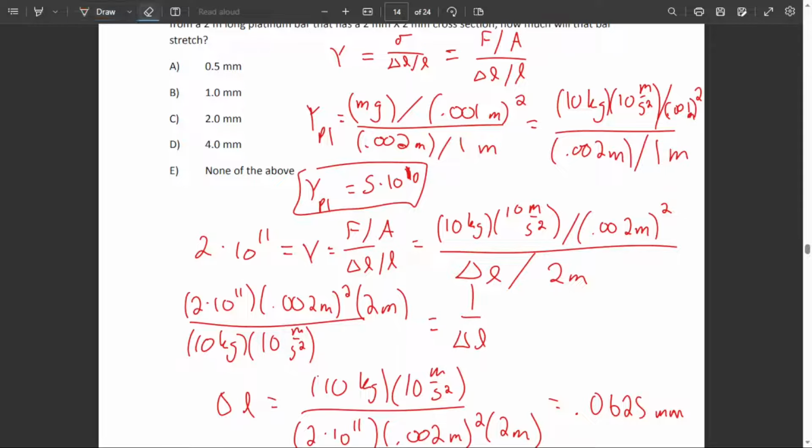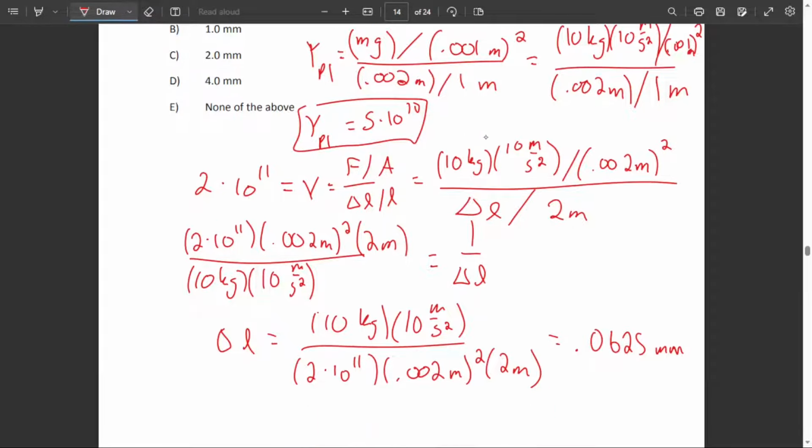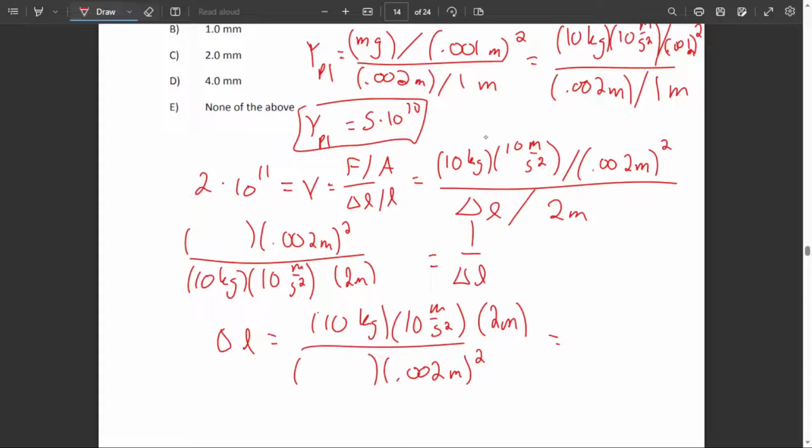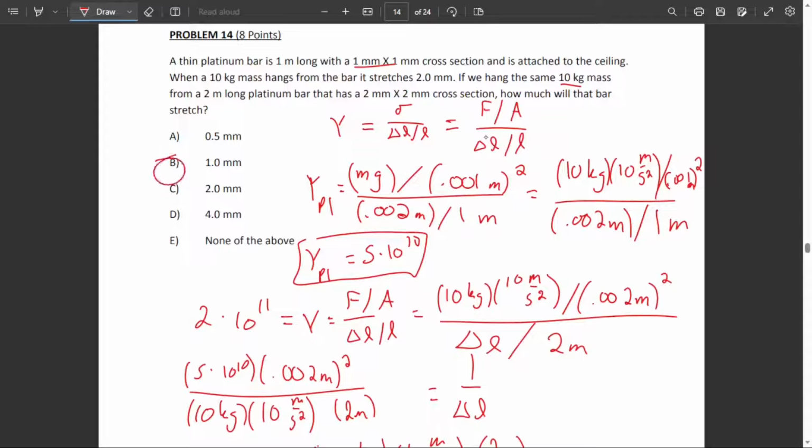So, Young's modulus was 5 times 10 to the 10th actually. And then here, that 2 meters is on the wrong side of the denominator. And then we fix both of those mistakes. That gives you the correct answer, 1 millimeter. And so that is our actual answer, B.